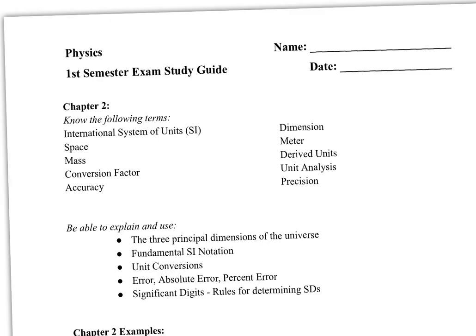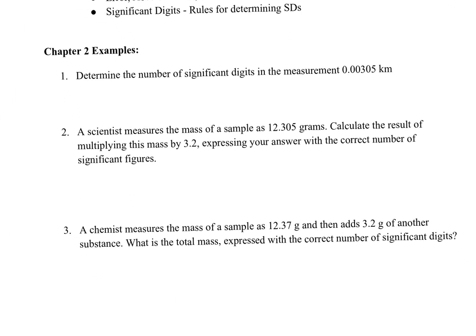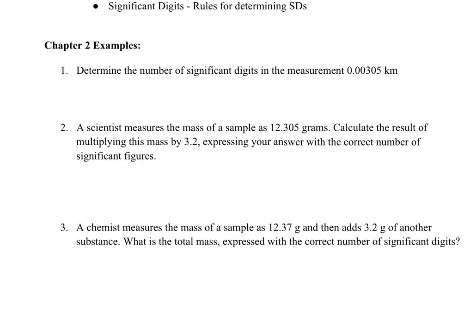Be able to explain and use these principles, like time and all those different measurements. There's 3 of them: fundamental, standard notation. I just want you to understand what that means. Unit conversions, errors, absolute error, percentage errors. Again, I want you to understand the terms. But what I've mostly tested you on in being able to do it are your significant digits. So I'm really just looking for, do you understand how to determine how many significant digits you have?